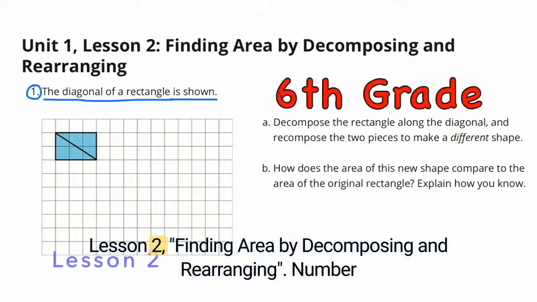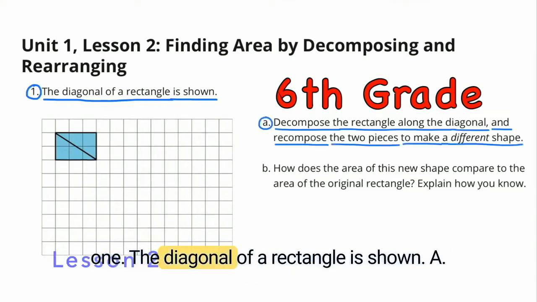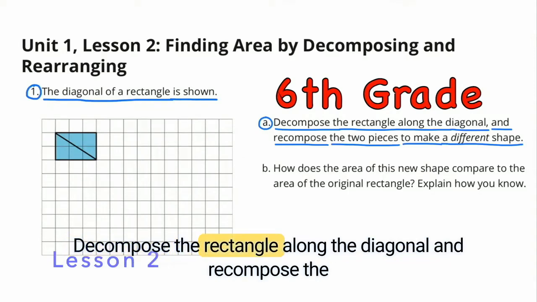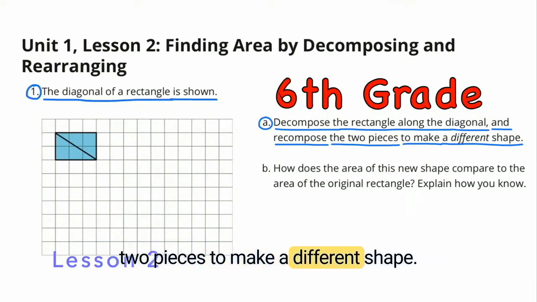Unit 1, Lesson 2, Finding Area by Decomposing and Rearranging. Number 1. The diagonal of a rectangle is shown. A. Decompose the rectangle along the diagonal and recompose the 2 pieces to make a different shape.